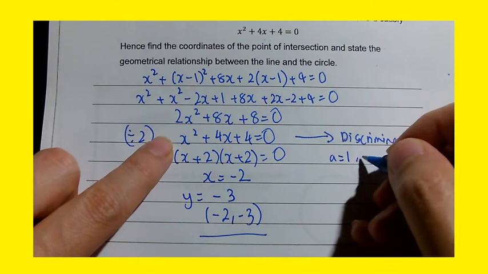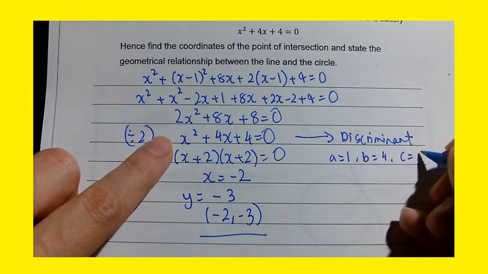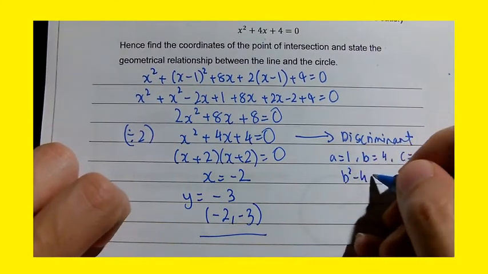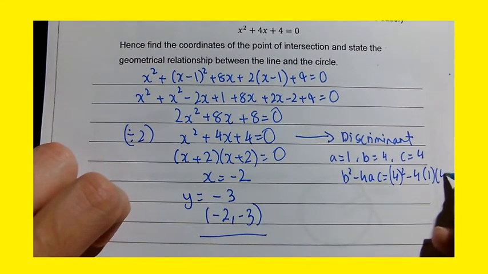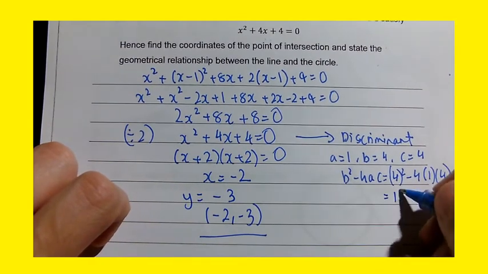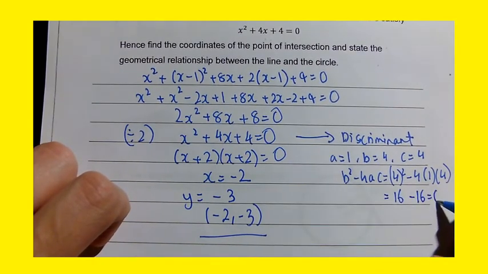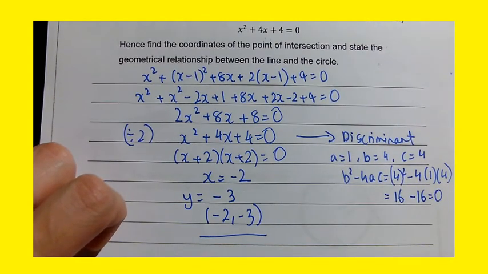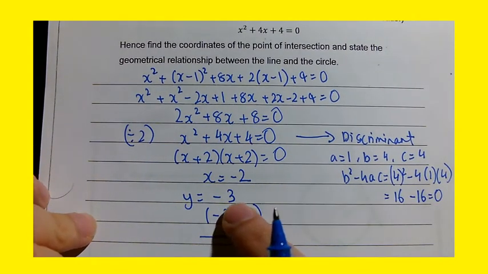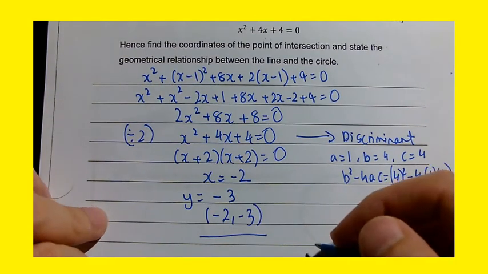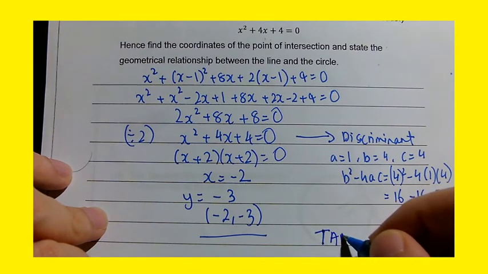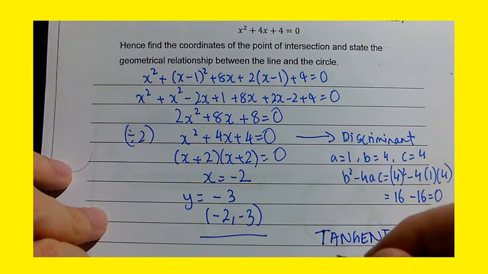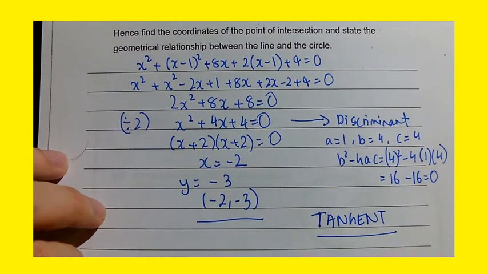A is 1, B is 4, C is 4. B squared minus 4AC: 4 squared minus 4 times 1 times 4, 4 squared 16 minus 16, which equals 0. Discriminant is equal to 0, and we've got one point of intersection. Therefore, the geometrical relationship between the line and the circle is such that we have a tangent. The line forms a tangent to the circle. Okay, the discriminant proves it, the mathematics proves it.